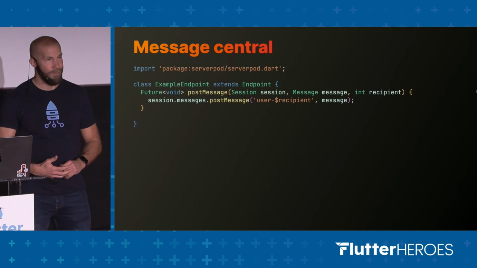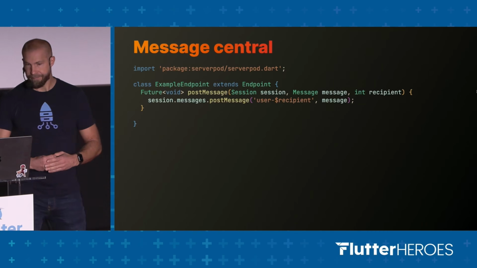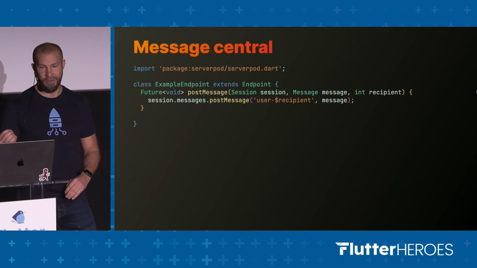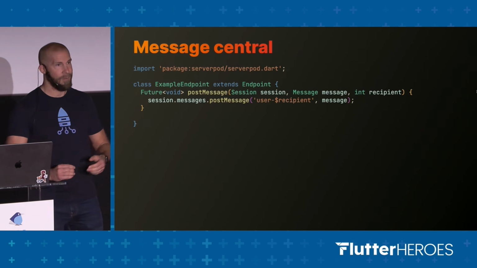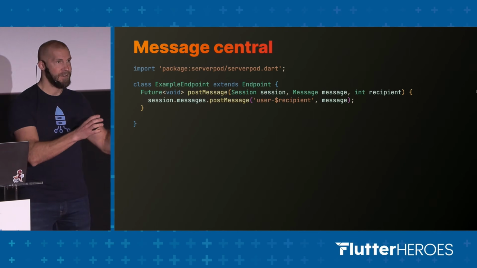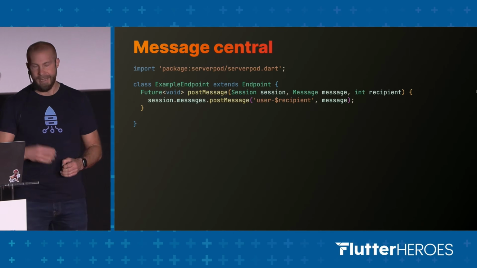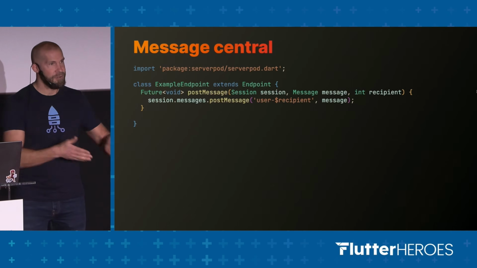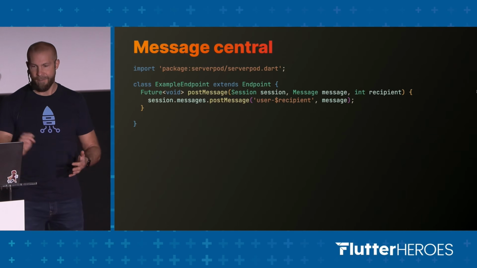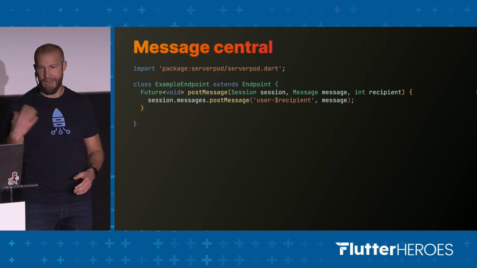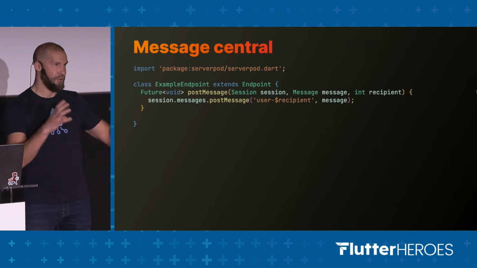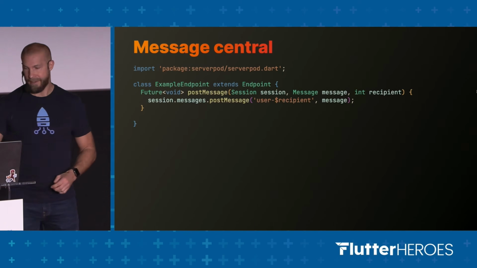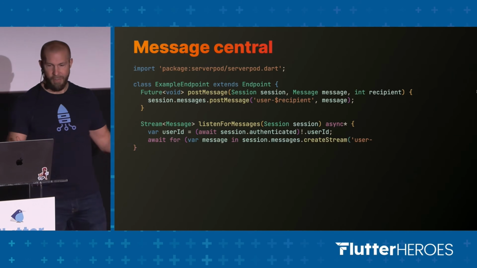So this is an example of a simple chat server. Basically, here we have a method that posts a message, and we have two parameters. We pass a message to the server, which is one of our data models, and then there's a recipient that's like an ID of the user that should receive this message. We just access the message central through session.messages, and it has a method called postMessage. We create a string that is the name of that channel that is unique to that user, and then we post a message.